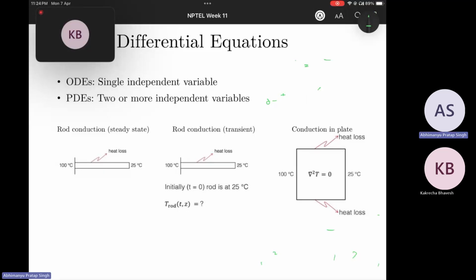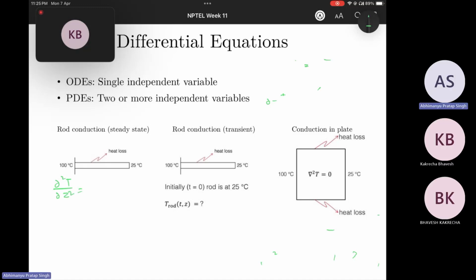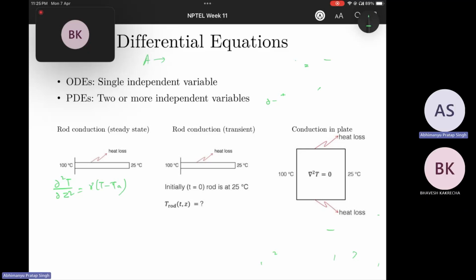Let us first cut the steady state down. So we have del T upon del z square is equal to L(T minus T). So we need to check A, which is del square phi upon del x square, B, which is del square phi upon del x del y, C, which is del square phi upon del y square.